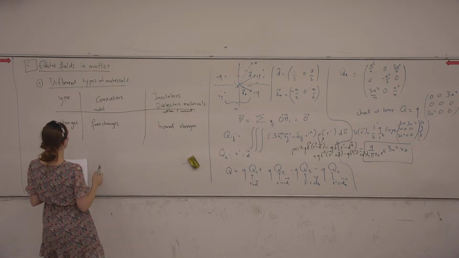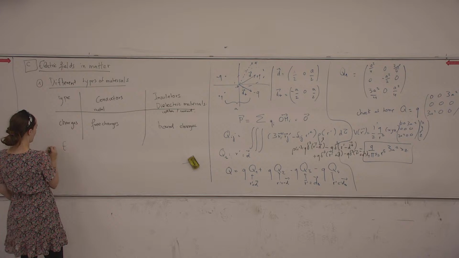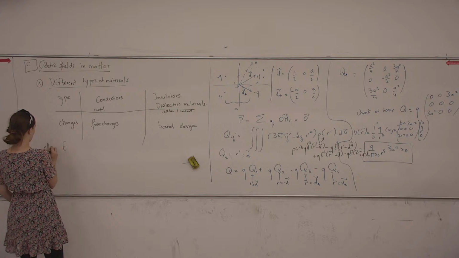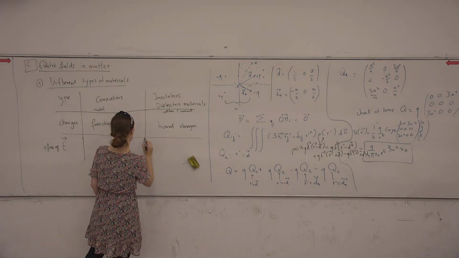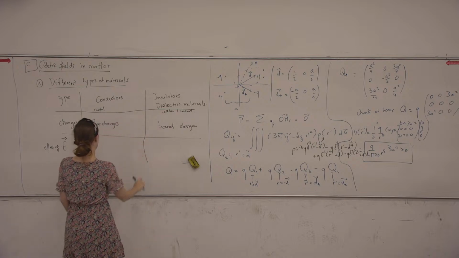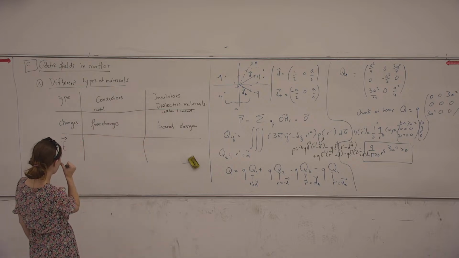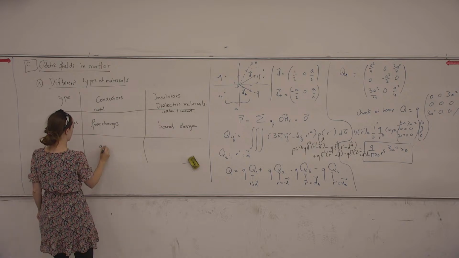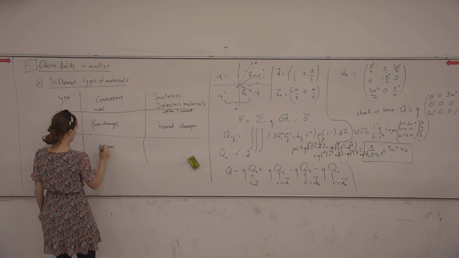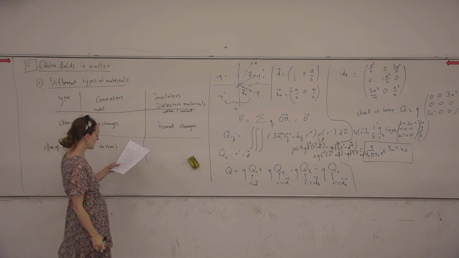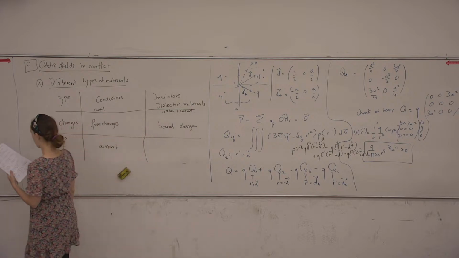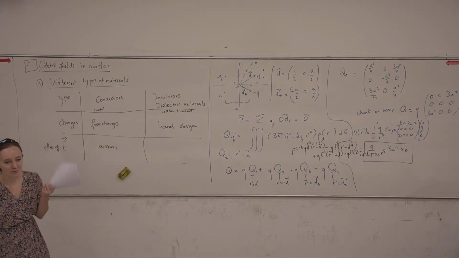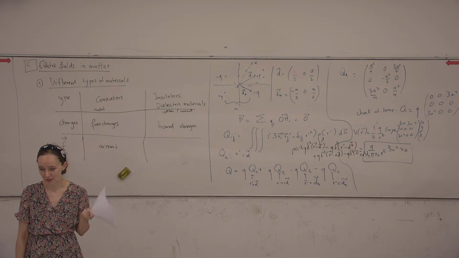So if I put a conductor in a field E, the electrons start moving, and I have a current. What happens if I'm putting an insulator in a field E?